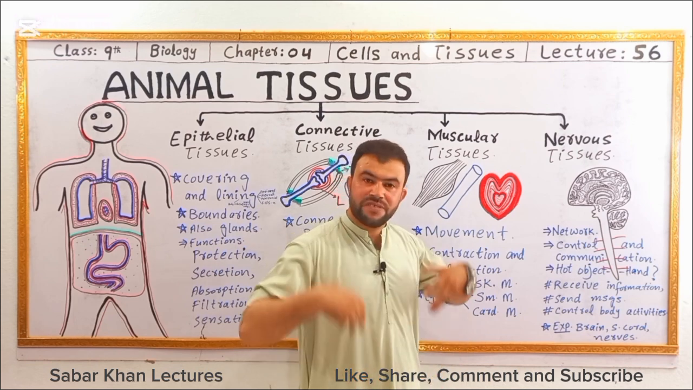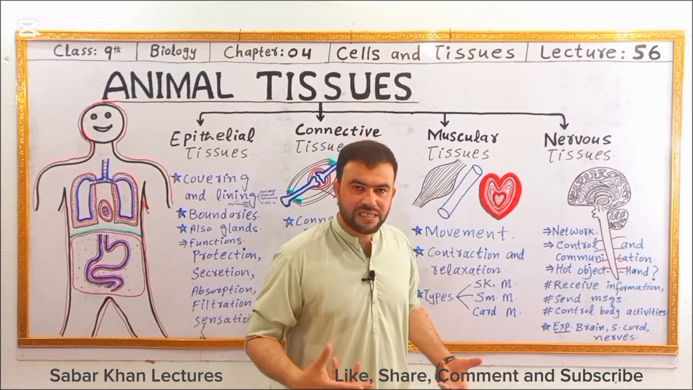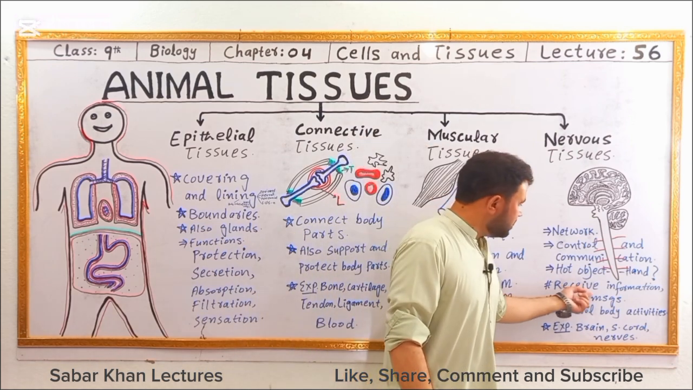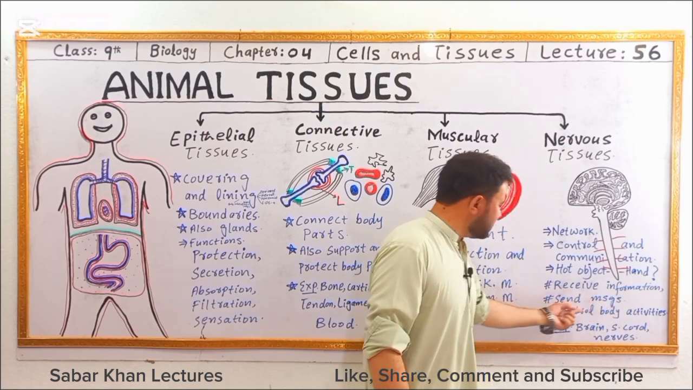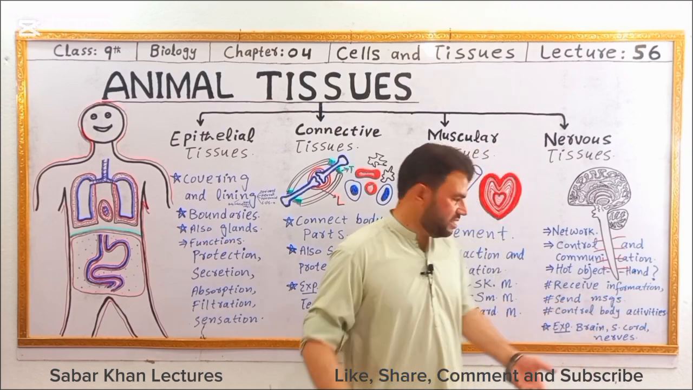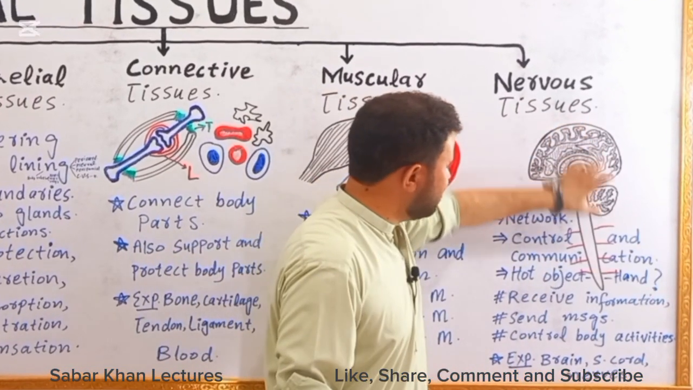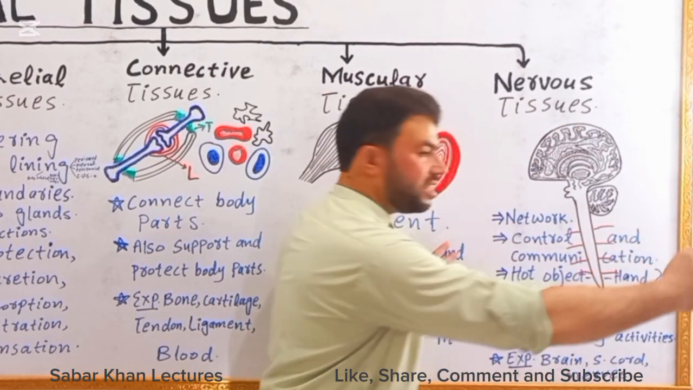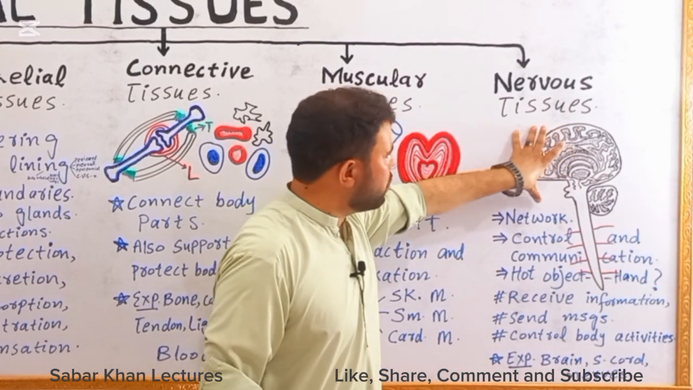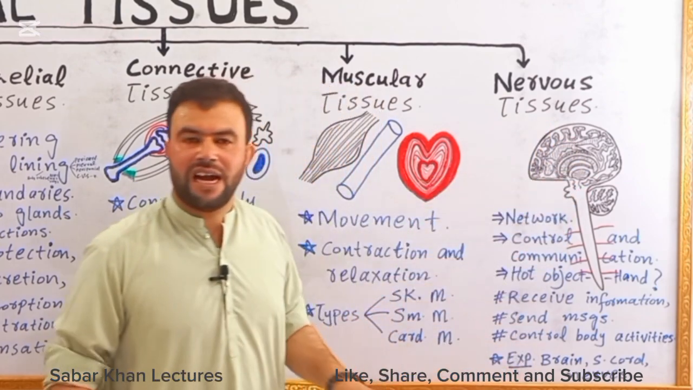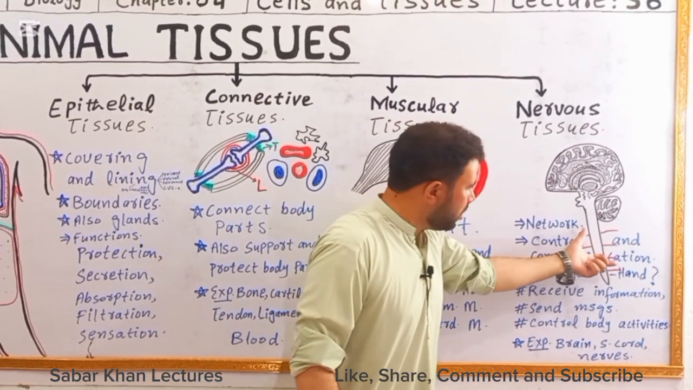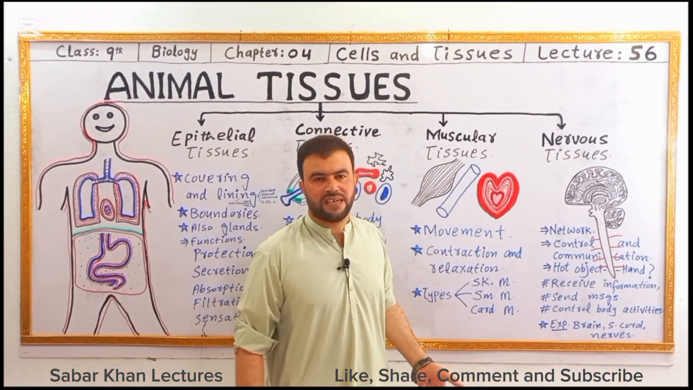That is because of the nervous system which is present in our body, that receives information, sends messages, and controls body activities. For example, brain, spinal cord, and nerves. This is the brain, this is the spinal cord, and these are the nerves. The nerves originating from the brain are called cranial nerves, and the nerves originating from the spinal cord are called spinal nerves.